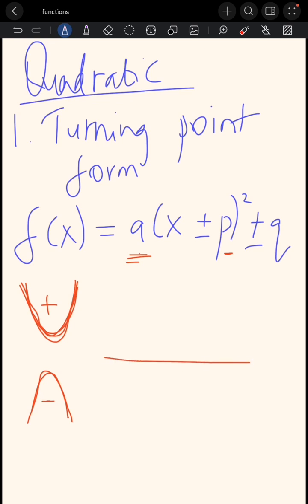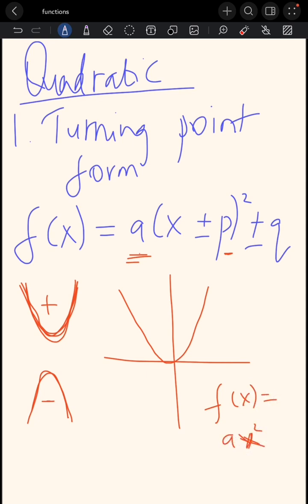Because if we have a graph, naturally all graphs are like this, and then the equation is in the form f of x is equal to ax squared. So this graph is at the origin. If we're going to shift it to the left or right, then we're going to have a p value in our equation. That is to say, our ax squared will become a(x plus or minus p) squared, depending on how many units we move it to the left or right.